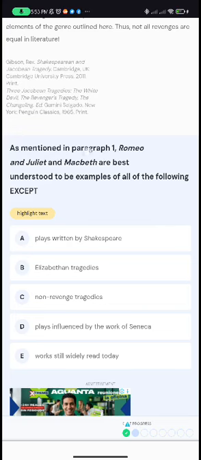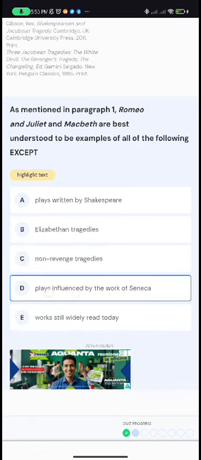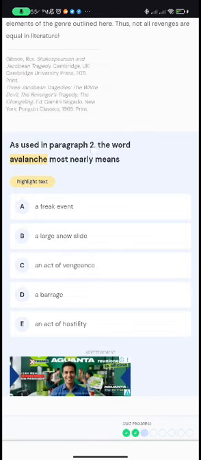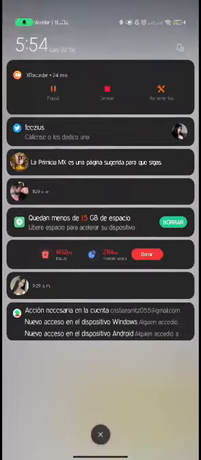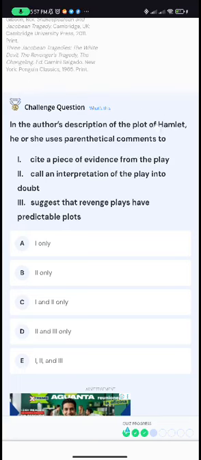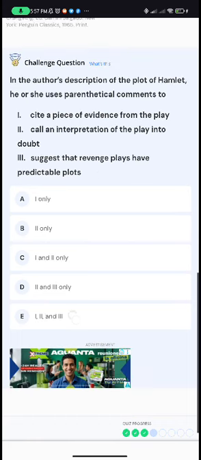As mentioned in paragraph 1, Romeo and Juliet and Macbeth are best understood to be examples of all of the following except the plays influenced by the work of Seneca. As used in paragraph 2, the word alliance most nearly means the average. In the author's description of the plot of Hamlet, he or she used parenthetical comments to: one, offer a piece of evidence from the play; two, offer an interpretation of the play; three, suggest revenge plays have predictable plots. 1, 2, and 3.